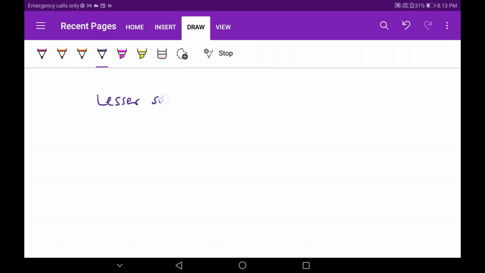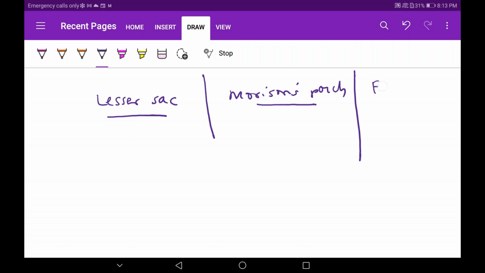I will give a certain little amount of notes. Lesser sac, Morrison's pouch: little notes I will give, and a little bit of diagrammatic representation. Lastly, the foramen epiploicum. If I explain this foramen epiploicum first, then let's go to the easy parts. Okay, foramen epiploicum, let's come to that.